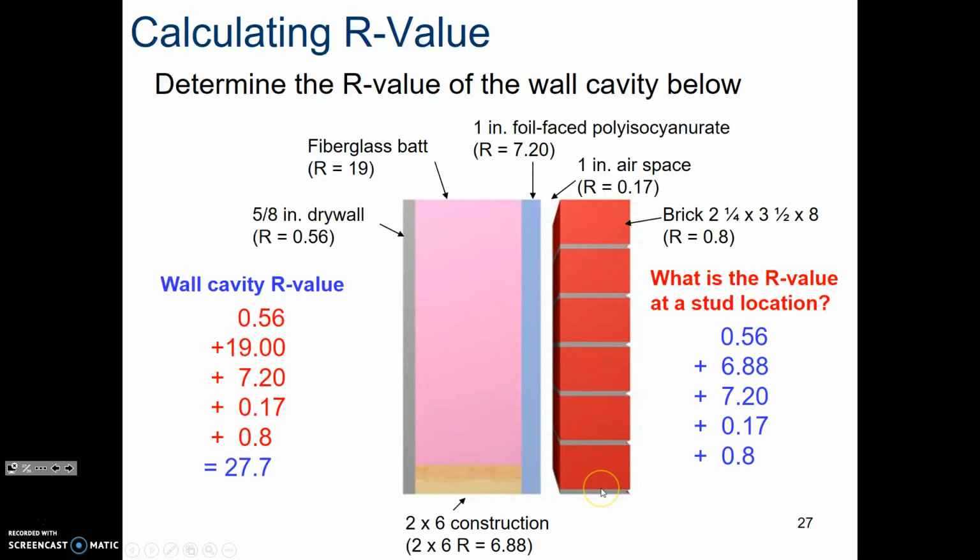So you again add all those up and you get 15.6. Notice that this number is significantly less because it doesn't have that fiberglass batting in there. Now that fiberglass is adding a ton of insulation.